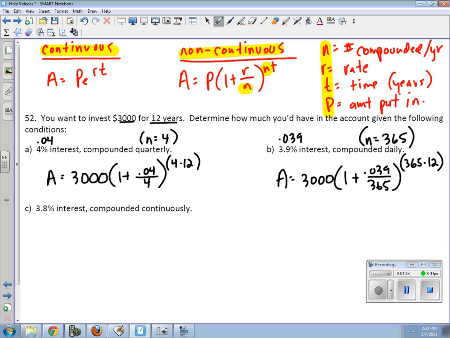All right, setting up the last one, 3.8 is 0.038. Compounded continuously. That tells me I'm using that different formula, the PERT formula. So it's going to be A equals P e to the 0.038 T times 12. So now you see exactly how you're supposed to plug it in the calculator. I'm just going to do A and C just to show you. You can check your answer for part B.